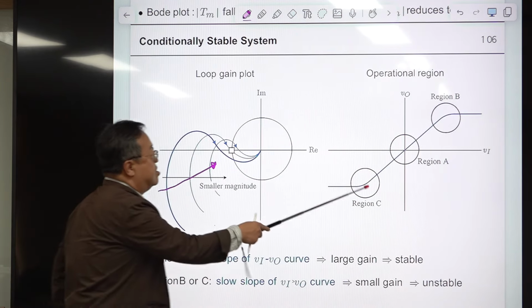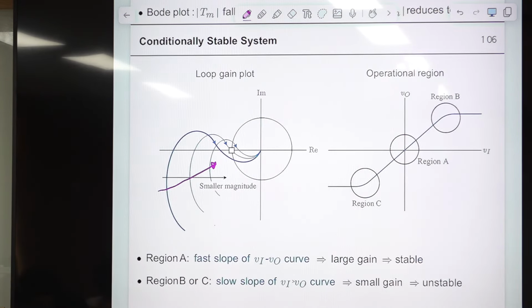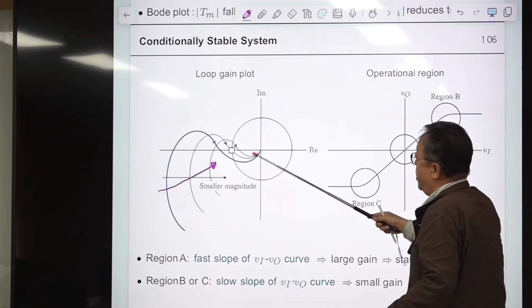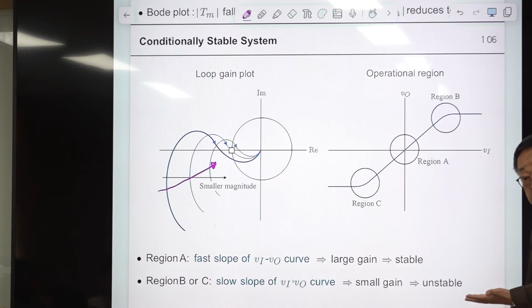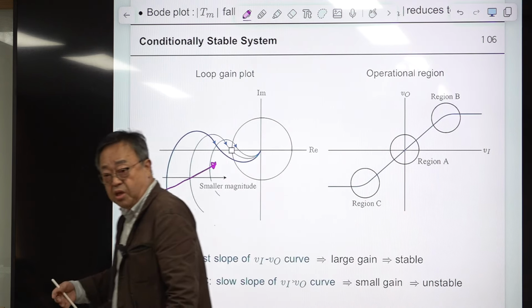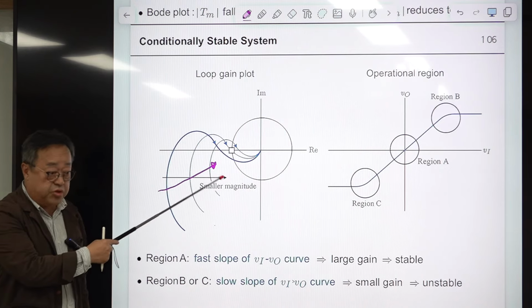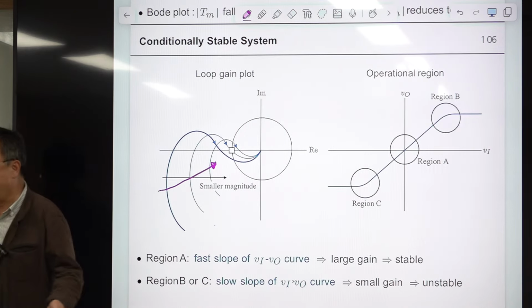In some sense, this system is worse than an unstable system. If a system is unstable, initially you know the problem and you will fix it. But in this case, sometimes it looks okay. If you didn't check the details of this loop gain, you may think the system is acceptable, and during practical application it causes catastrophic failure. Everything breaks down, which is a disaster. So you should avoid this. This is the worst case scenario.